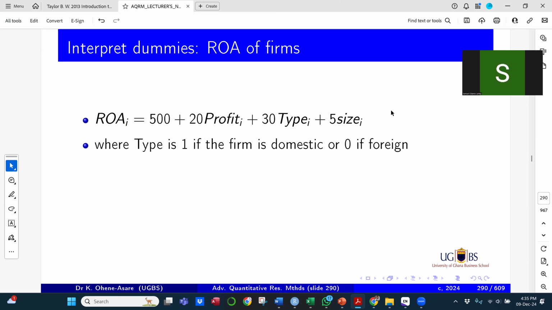Yes, please. So on average, given profit and size, type domestic ROA will be 30 times more. Okay. Relax. Doc. Okay. Relax.